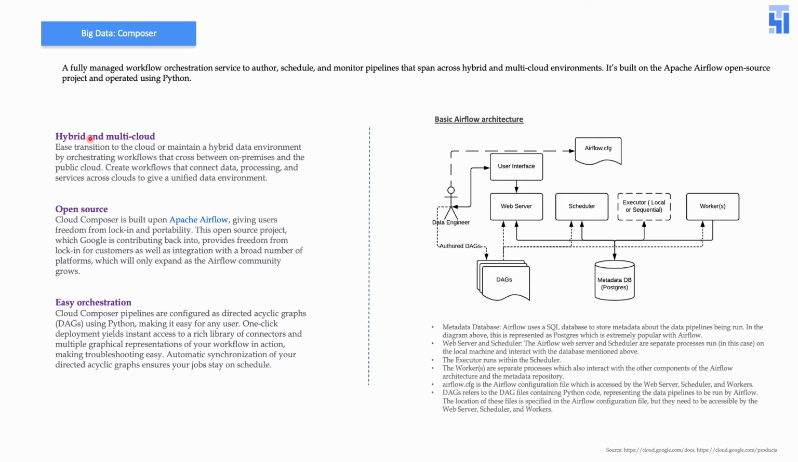It's hybrid and multi-cloud: easy transition to the cloud or maintain a hybrid data environment by orchestrating workflows that cross between on-premises and the public cloud. Create workflows that connect data, processing, and services across clouds to give a unified data environment. Think of Cloud Composer always as an orchestrator. It orchestrates different functional areas into one pipeline.